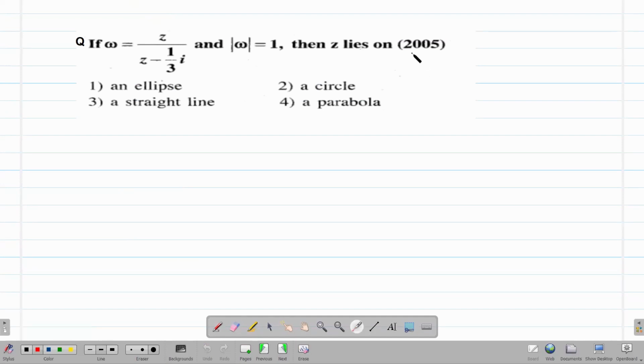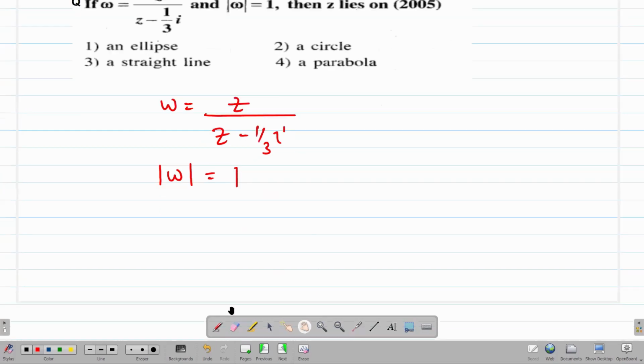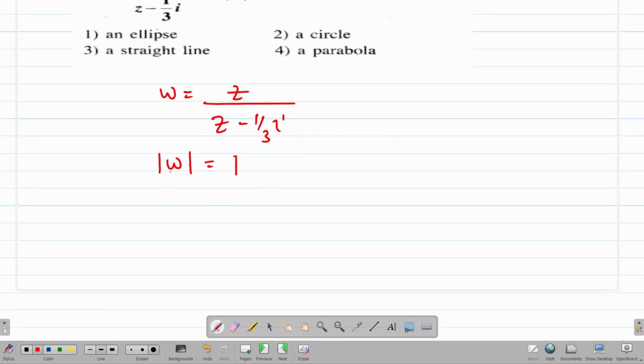And this was asked in the 2005 AIEEE exam. W is equal to, we just have to write all the given conditions. W is equal to z upon z minus 1 by 3 iota. What next is given? Modulus of W is 1. And we have to find that z lies on one of the four options. So we just replace this W by z upon z minus 1 by 3 iota, whose mod is equal to 1.